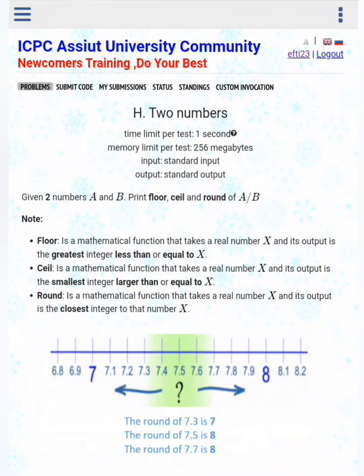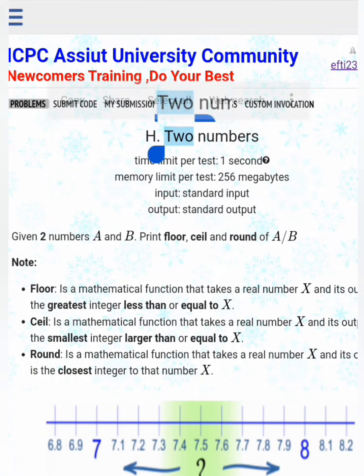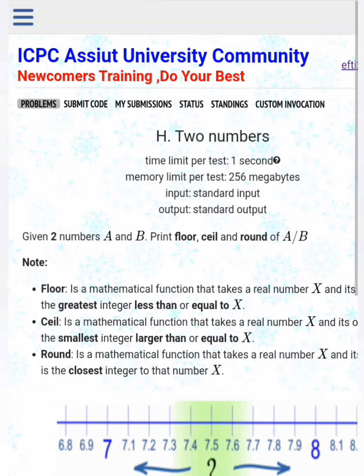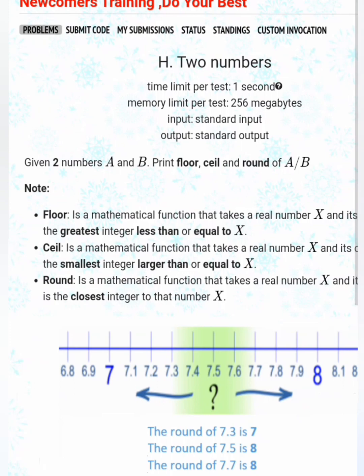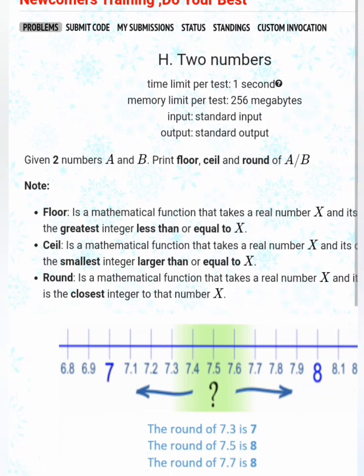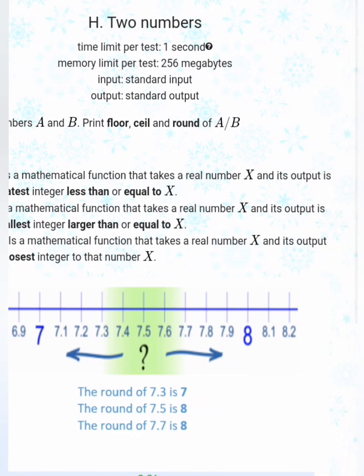So in this video I'm gonna show you how you can complete this problem called Two Numbers. First of all, you have to read the question appropriately. You can see that given two numbers A and B, print the floor, ceil and round of A divided by B.